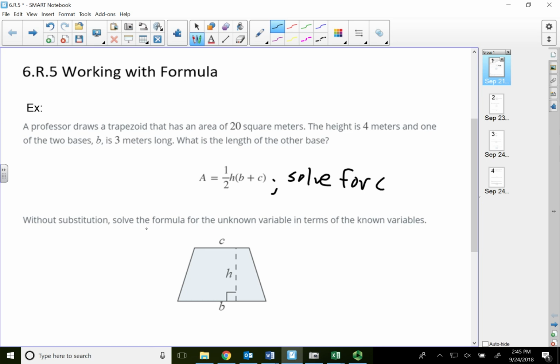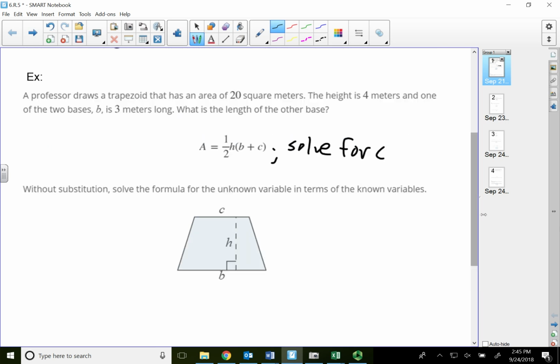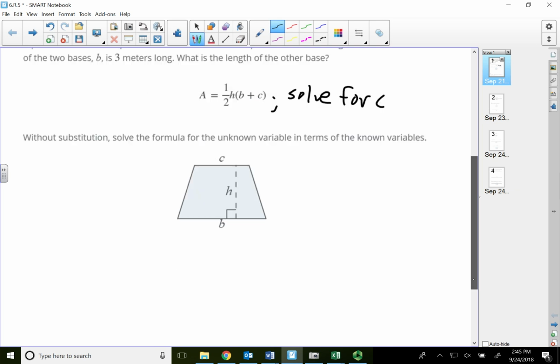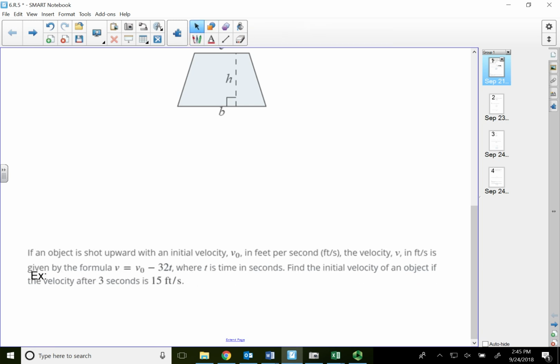Without substitution, solve the formula for the unknown variable in terms of the known variables. So we don't have to do any substitution here. We just need to solve for C. Why don't I come back to do this one? I'm going to do other ones as well, so let's keep that up there real quick. I'm going to jump around here a little bit.